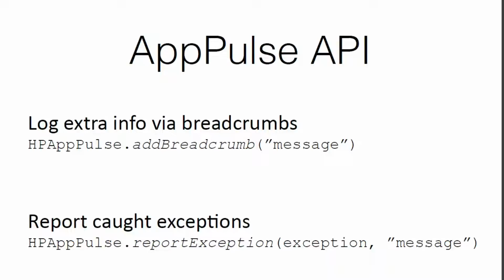Hello everyone, in this video we will look again at HP App Pulse Mobile for Android. In the previous video I showed you how App Pulse Mobile already provides you with a lot of information by just wrapping your app with the SDK. If you want more information to show up in your App Pulse dashboard, you can do that with extra statements in your code. There are two method calls for that.